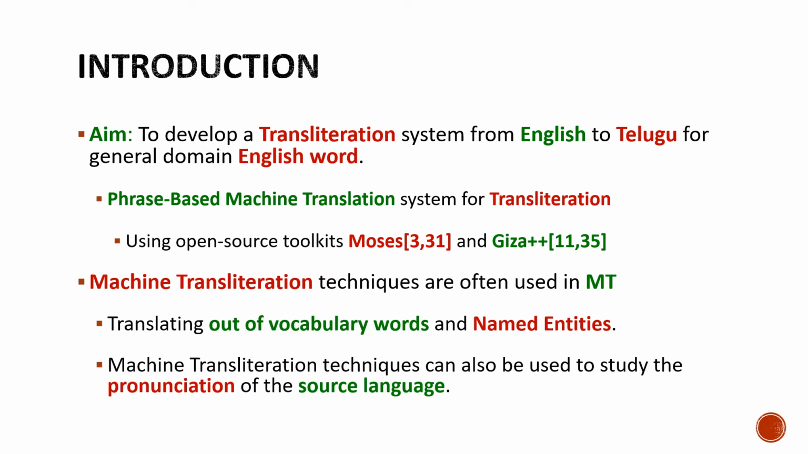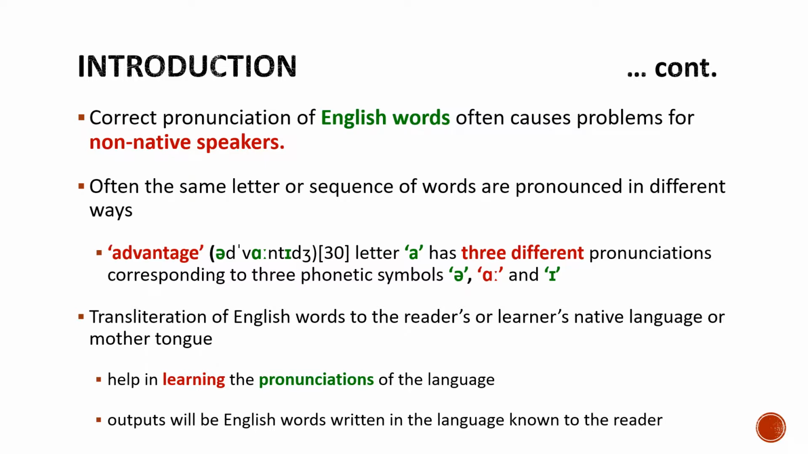Machine transliteration techniques are often used in machine translation for translating out-of-vocabulary words and named entities. They can also be used to study the pronunciation of the source language. Correct pronunciation of English words often causes problems for non-native speakers. The major difficulties arise due to the diversity of pronunciation of letters and graphemes. As a result, often the same letter or sequence of letters is pronounced in different ways.